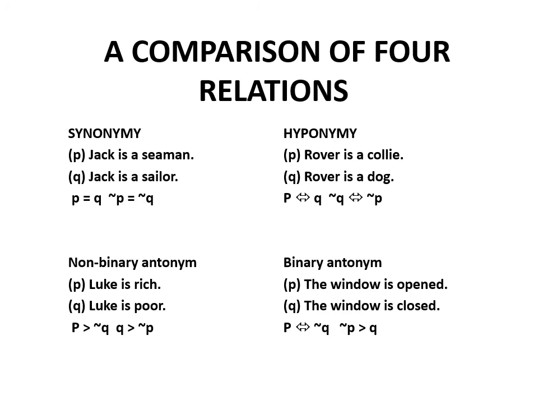Okay, binary antonym: the window is open, the window is closed. If the window is open, it is not closed. So if P, it is not Q. If it is not P, not open, then it is closed. So these are our formulas for the meaning of the synonym, hyponym, non-binary antonym, and binary antonym.